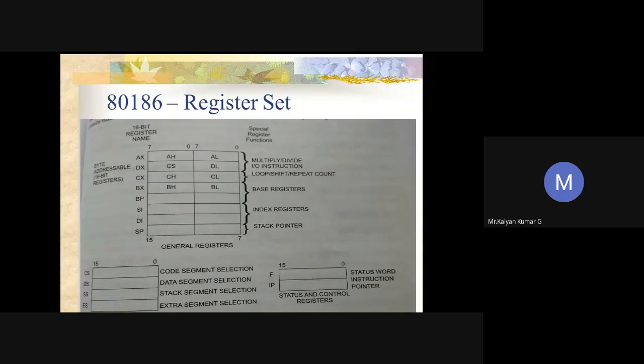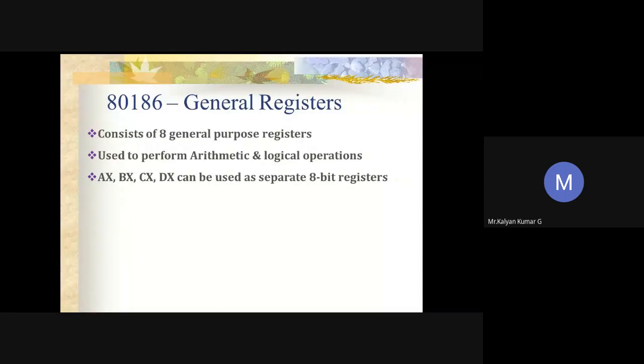You can just have a look over the instruction sets and registers available in the 80186. We have special function registers, with the lower 8 bits followed by the higher bits. These are general purpose registers. We have segment registers as well as control and status registers. It is almost similar to the 8086. We'll see what is the function of each and every register set that we use. Okay, fine. Moving on to the first, the general registers.